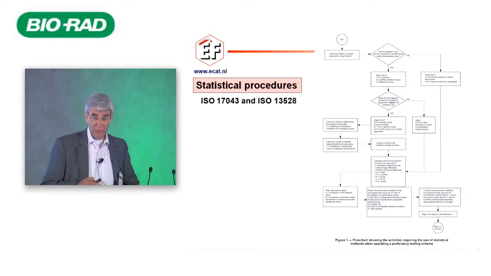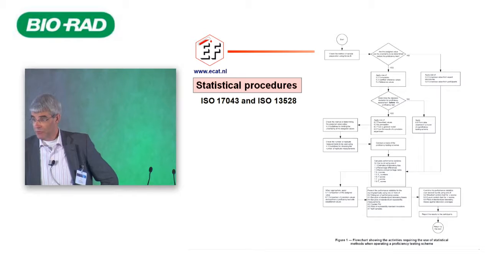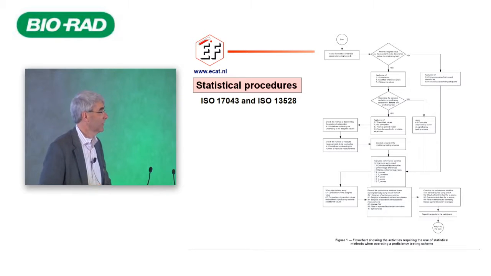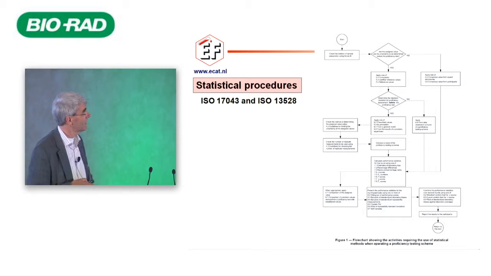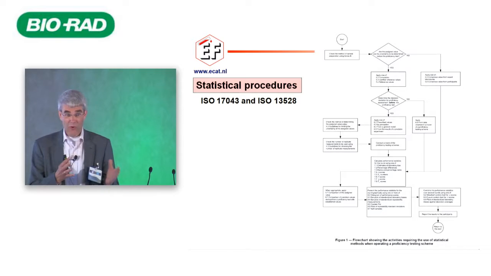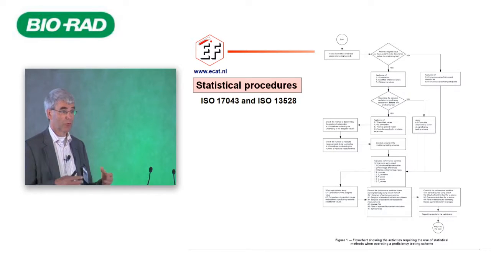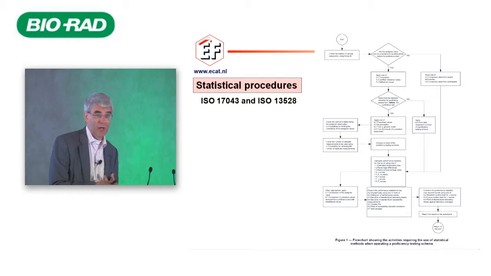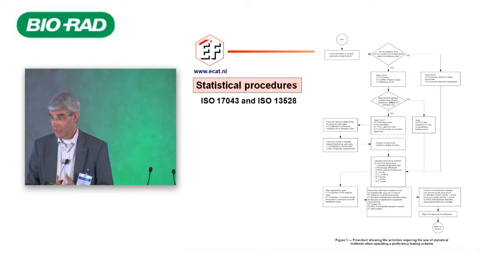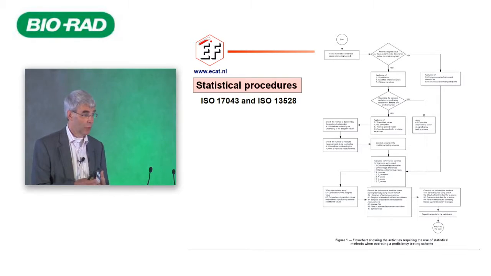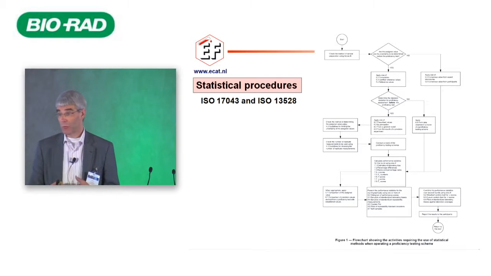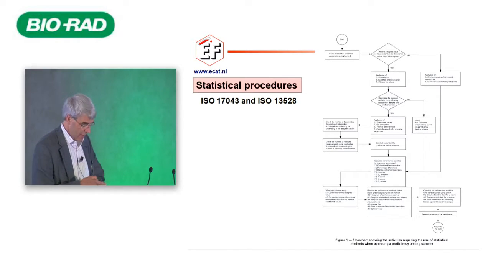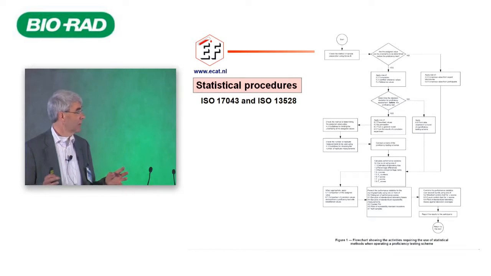Then about statistical procedures. What kind of statistical procedures are used by the different EQA providers? If we look into the standard 17043 and the related one on the statistical procedures, there is a nice diagram you can follow for what kind of procedures you should use, and they depend on whether there are reference methods for the analyte that is included in your program or not. Should you base your evaluation on consensus values or not? So that already introduces differences in the programs.